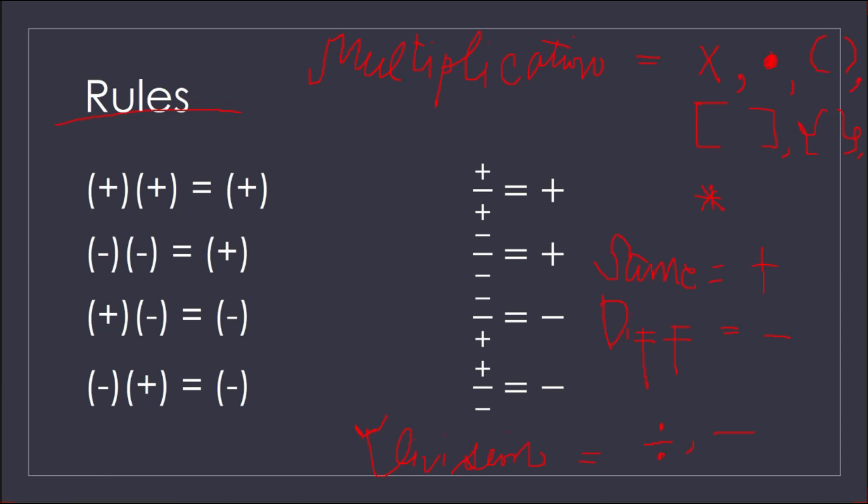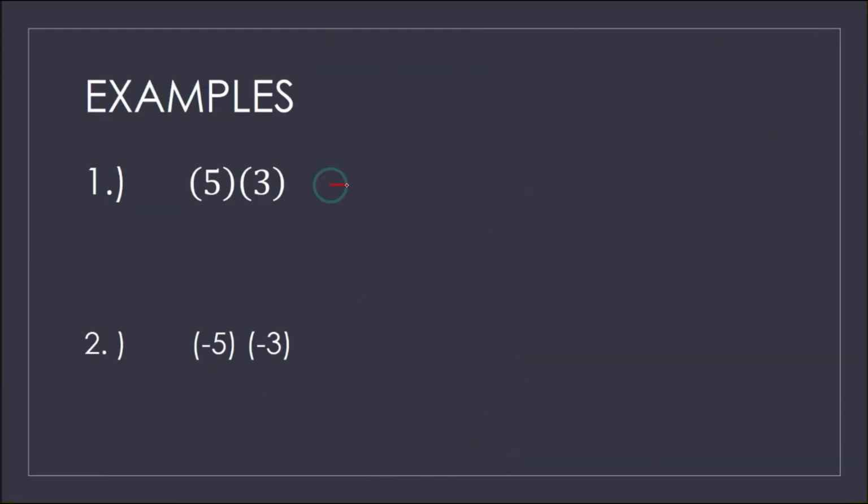Let's continue. Have some examples. For example, 5 times 3. As you can see, they are both positive. So we multiply 5 times 3, which is 15. They are both positive. Therefore, the answer will be positive 15. Negative 5 times negative 3. As you can see, they have the same sign. So therefore, the product would be positive and it's still 15, right? So we simply multiply or divide the integers. What's important is to remember, when they have the same sign, it's positive. When they have different signs, it's negative.